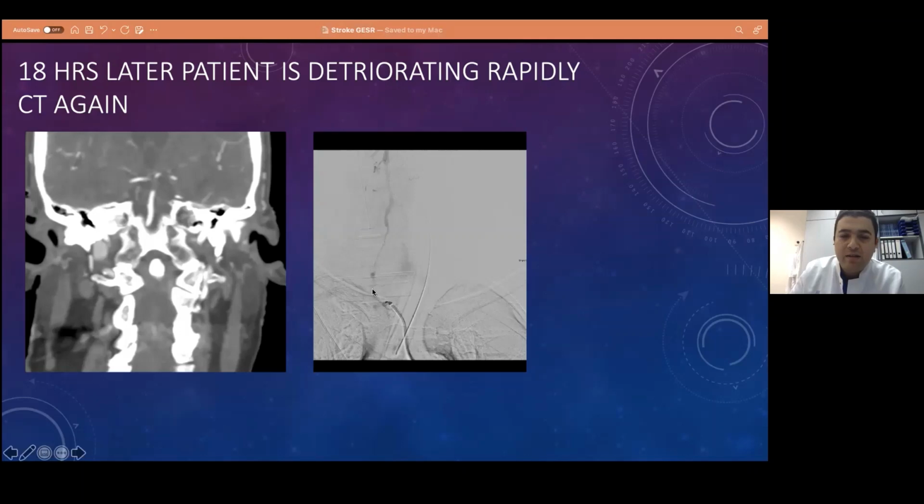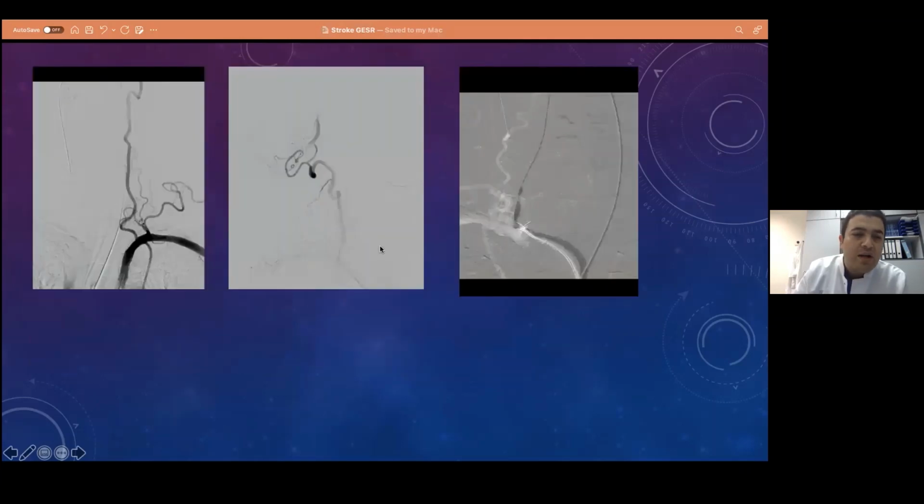The right side doesn't look really well. Here you can see it's a very thin V2 segment of the vertebral artery, and then it gets back to normal here. But I didn't really get my sheath inside the vertebral artery. So I decided to take a look at the left side. And if you see here, the left vertebral artery is okay, but the main problem was the V4 segment. It's very thin. I cannot get a 5 millimeter stent retriever through it.